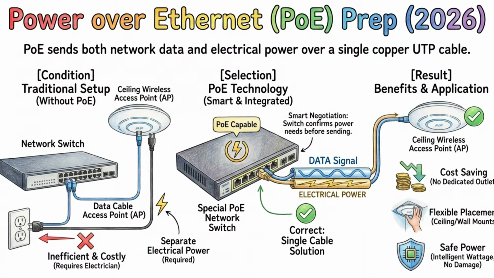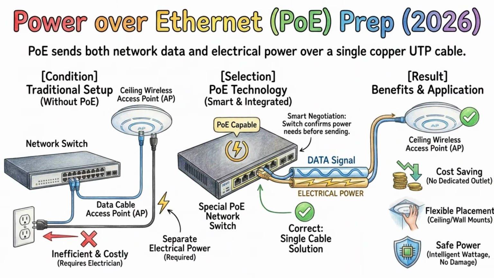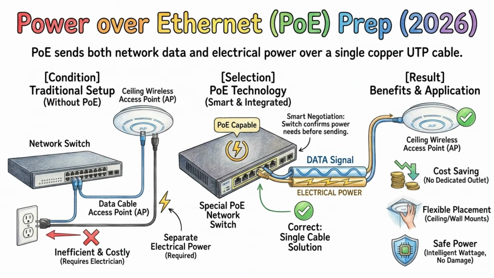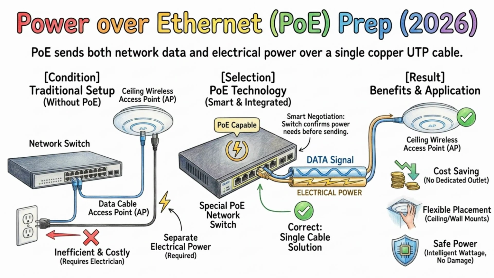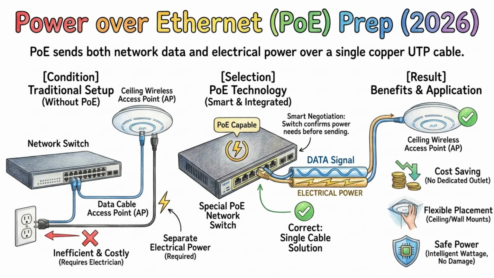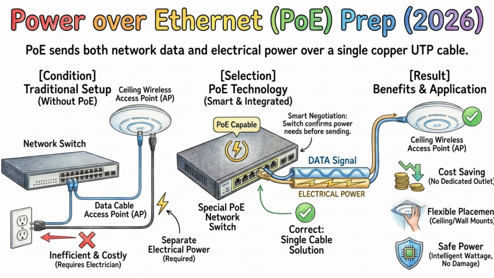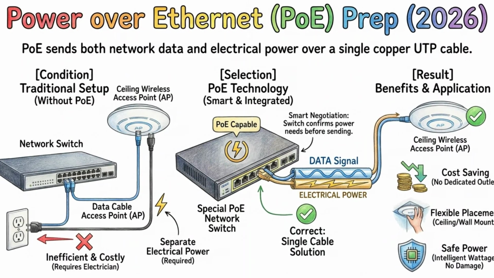A fantastic technology that brings wireless access points, switches, and cabling together is called Power over Ethernet, or simply PoE. PoE is a clever standard that allows a network switch to send electrical power over the exact same copper UTP cable that is already carrying the data signals. This means you can mount a wireless access point or a security camera on the ceiling without having to hire an electrician to install a dedicated power outlet up there.